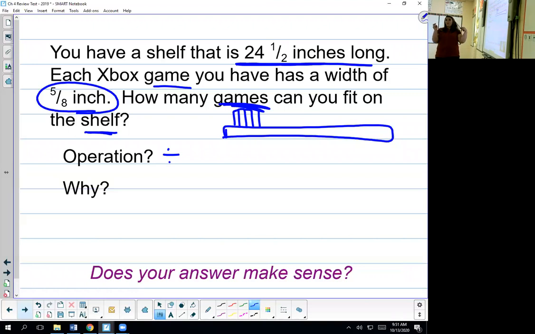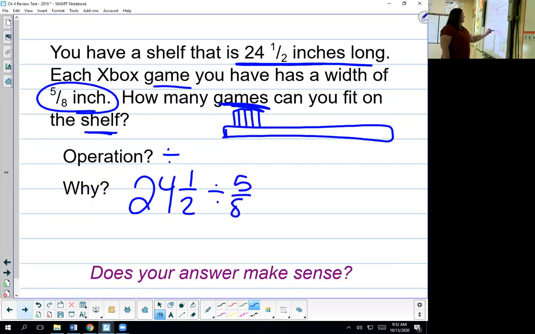So what are you going to start out with? Are you going to start out with 24.5 or 5/8? That's the part you need to be careful with. Well, you're going to start out with the shelf, because that's the only space you have. And then you're dividing it by your games. So it would be 24.5 divided by 5/8. Let's see if this answer makes sense.